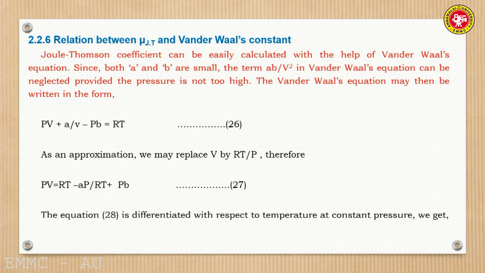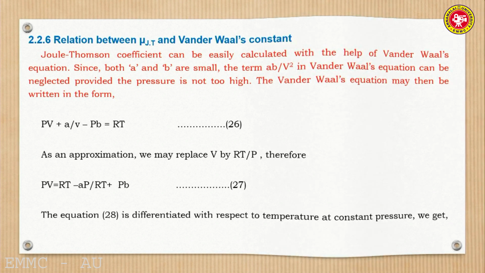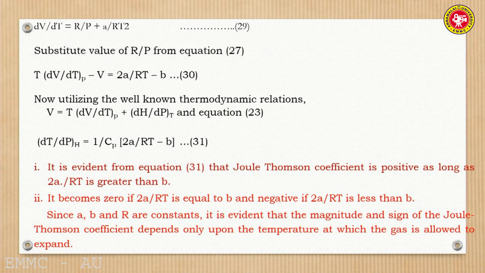This equation 28 is differentiated with respect to temperature at constant pressure. We get dV/dT = R/P + a/RT². Substituting the value of R/P from equation 27, T (∂V/∂T) at constant pressure − V = 2a/RT − b. Now, utilizing the well-known thermodynamic relation, V = T (∂V/∂T) at constant pressure + (∂H/∂P) at constant temperature.